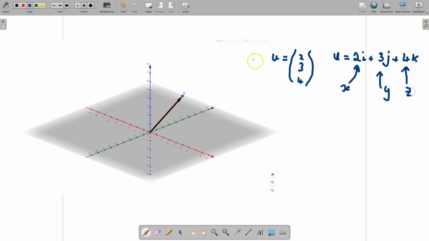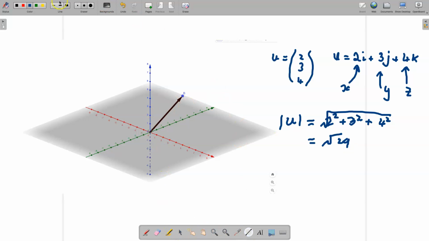Now, the magnitude of u is really similar to the magnitude of a two-dimensional vector. You're basically going to square each component and then take the square root. I think it's 29, square root of 29. Now why can you do that?